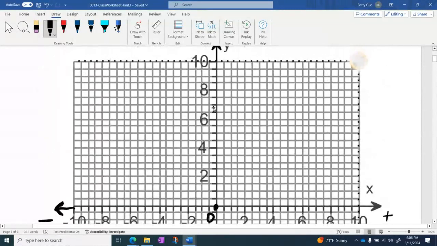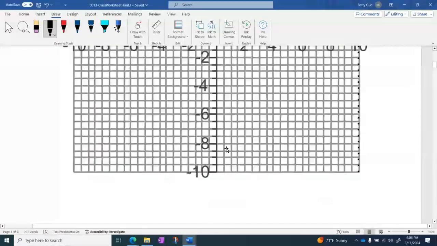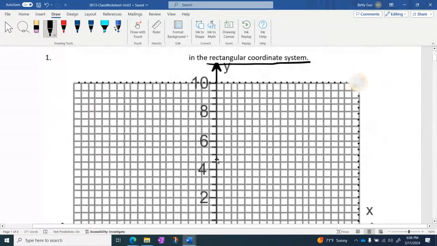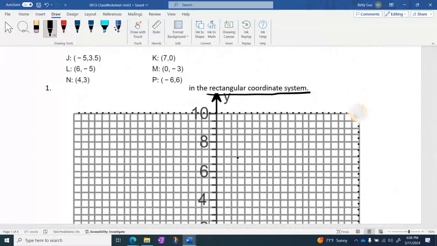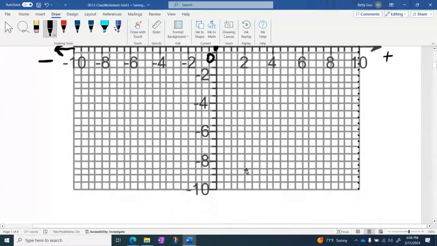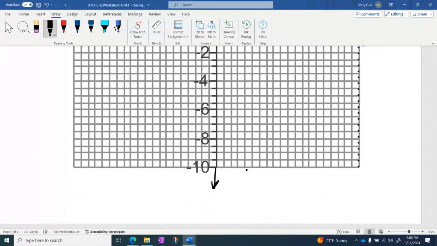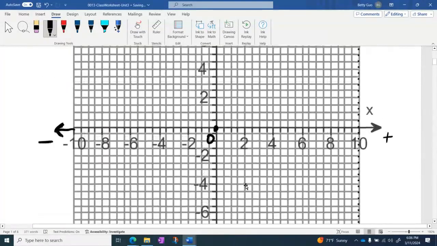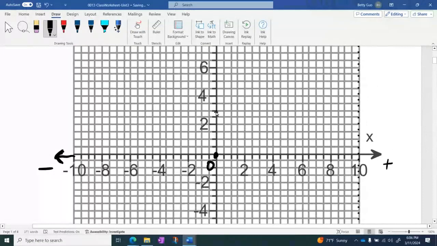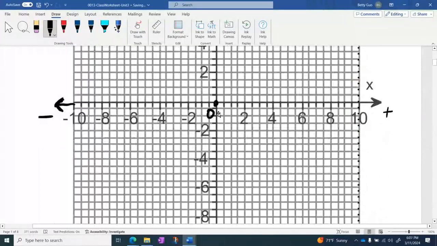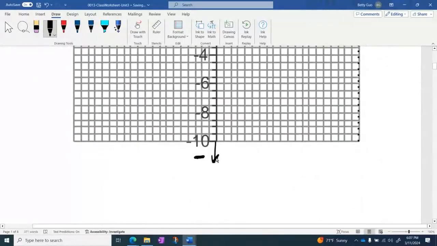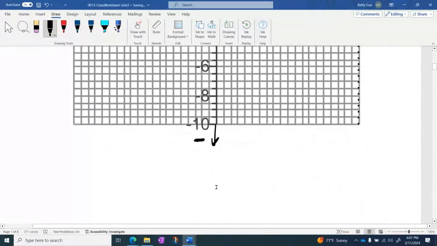If we look at the y-axis, bottom up, the number is getting bigger. Top down, the number is getting smaller. Going up is positive, and this direction is negative, all the way to negative infinity. So the vertical scale, y-axis, is also a real number line. We have 0 here, 1, 2, 3, 4, 5, 6, 7, 8, 9, 10, 11, and so on, all the way to positive infinity. Below 0, we have negative 1, negative 2, negative 3, all the way to negative 10, continue, all the way to negative infinity.